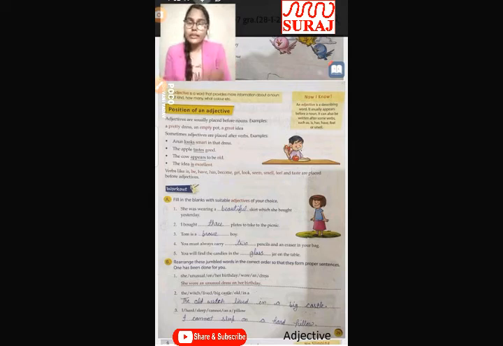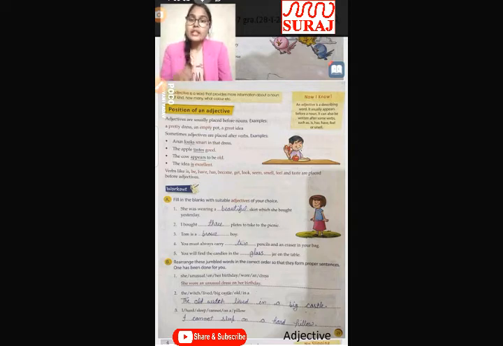Sometimes you say to your mother, "Mama, give me chapati." Chapati is your noun, but if you say, "Mama, give me one more chapati," what is "one" here? You are telling about its quantity. So that is your adjective. Clear?